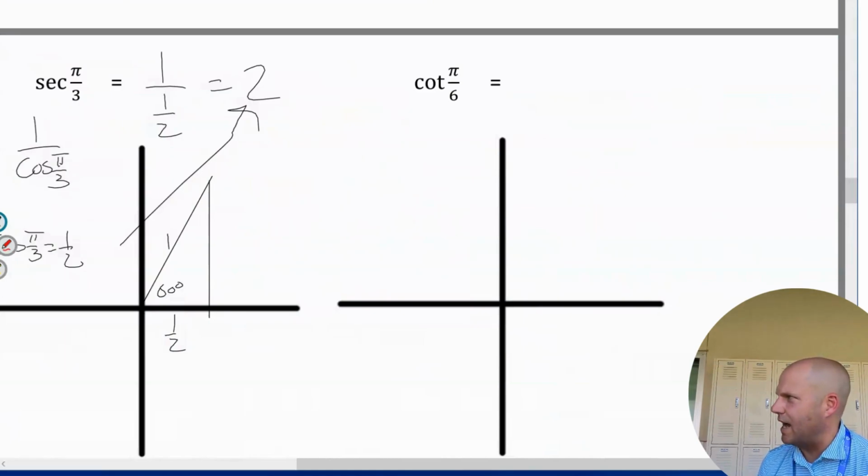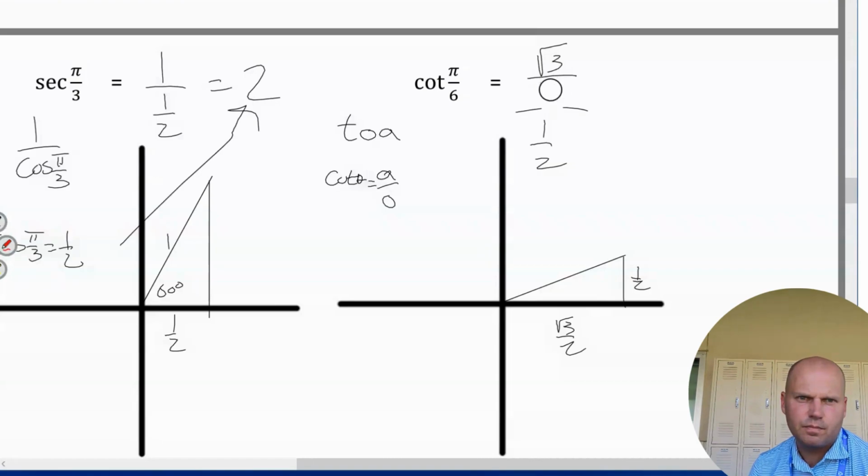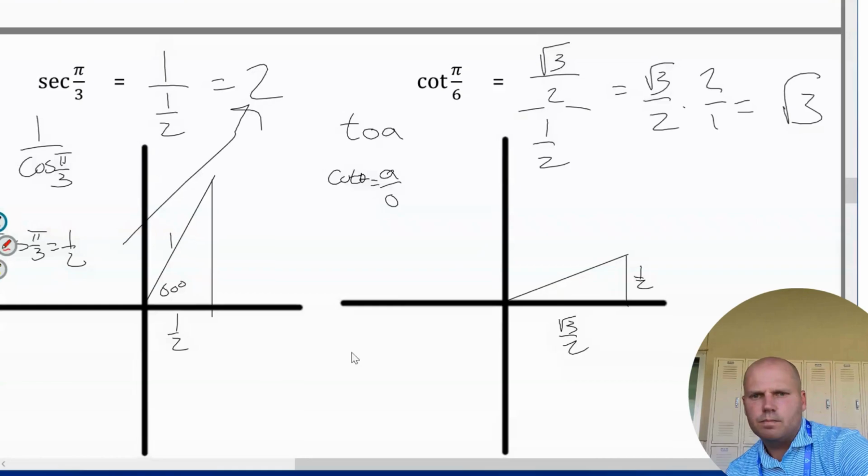Cotangents, the best thing to do is to not find the tangent and then flip it. It's just to find the cotangent. If tangent's opposite over adjacent, then cotangent must be adjacent over opposite. So we go to pi over 6 and we do adjacent over opposite. The 2. Dividing, same as multiplying by the reciprocal.